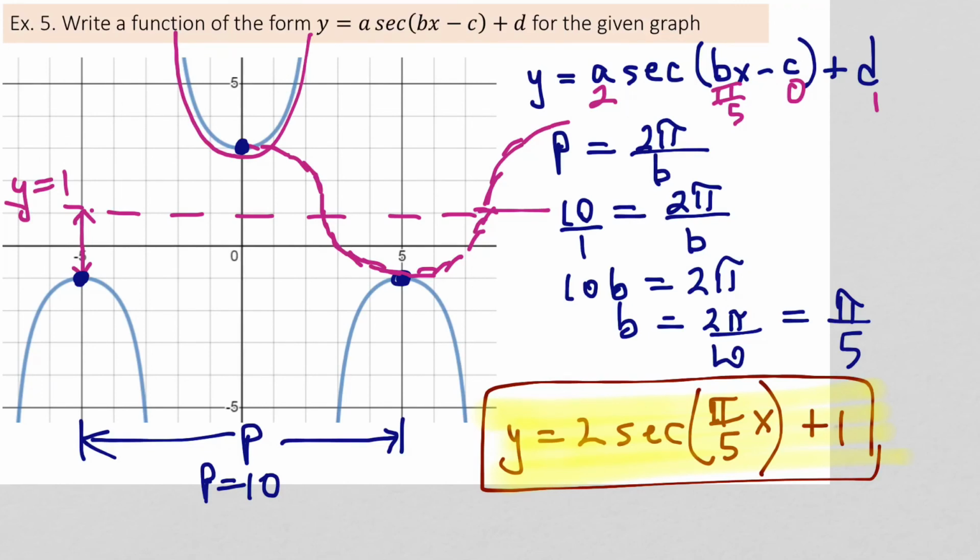Okay, so that wraps up our examples for graphing the secant and the cosecant. In our next video, we'll talk about the tangent and the cotangent graphs.